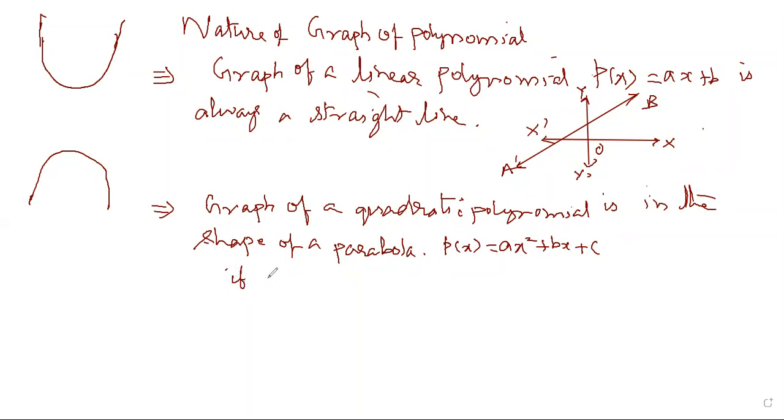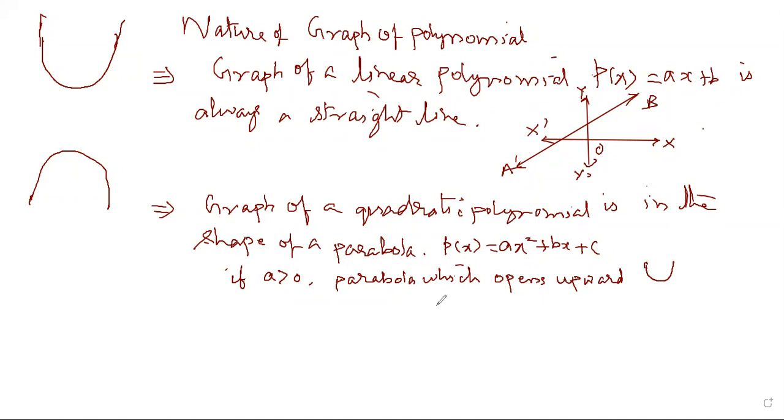So if a is greater than 0, meaning positive, it will have a parabola which opens upward. Its graph will be like this.